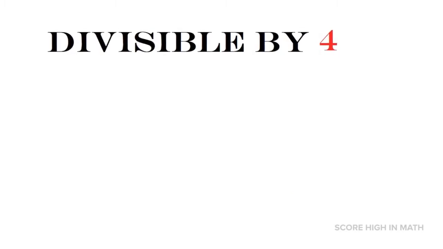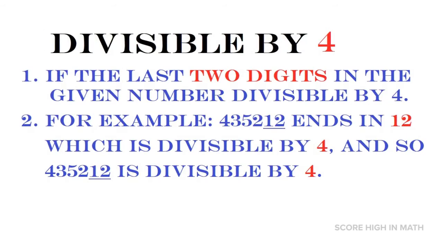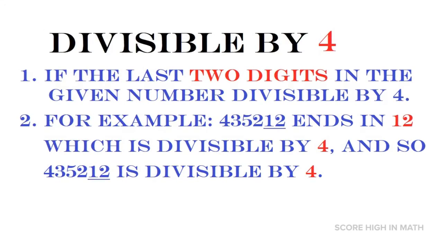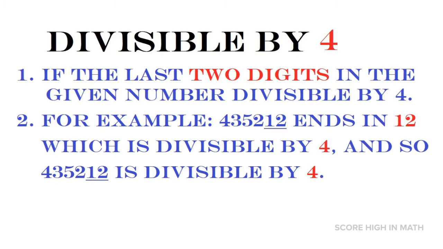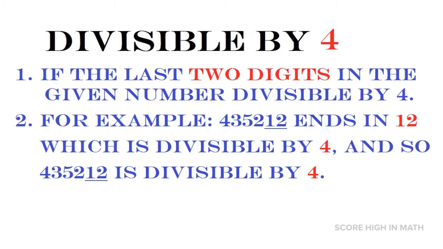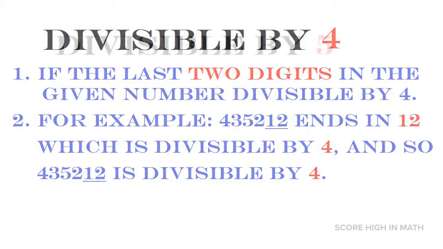Let us move forward to the numbers divisible by 4. Just remember, if the last 2 digits in the given number are divisible by 4, then the number is divisible by 4. For example, 435,212. The number ends in 12, which is divisible by 4. So, 435,212 is divisible by 4.